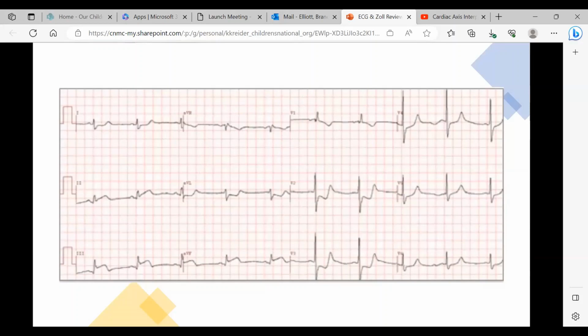Okay. What do we think about the axes? I don't see AV. Oh, there's AVF. Where's the amplitude? Lead 1 looks like it's pointing both ways. Okay. 2 looks like it's up. And then AVF kind of looks like it's pointing both ways.